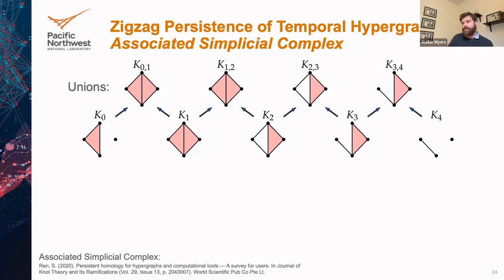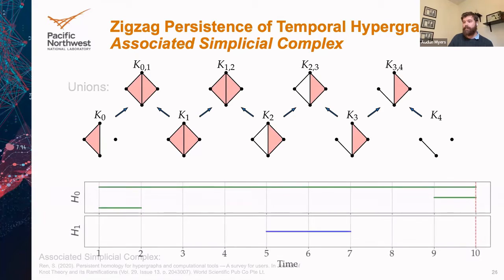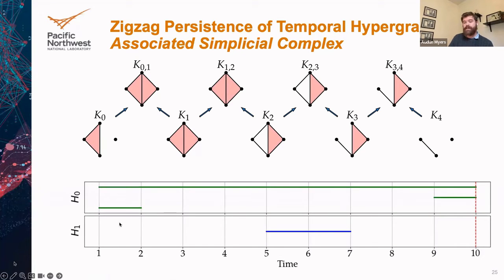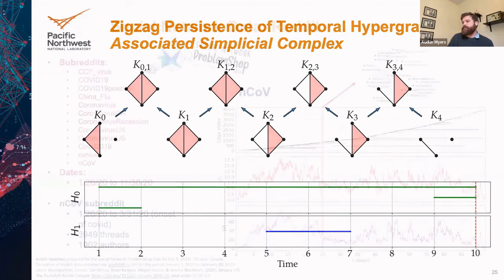Now that we have these associated simplicial complexes, we can apply our zigzag persistence pipeline, take the unions between them, and then get our zigzag persistence barcode. This is the exact same one from the previous example. Again, there was a hole that persisted from time 5 to time 7. We had 2 components at the beginning, through 2 barcodes. One component persisted the whole time, and then it split up at the end. So same as before.